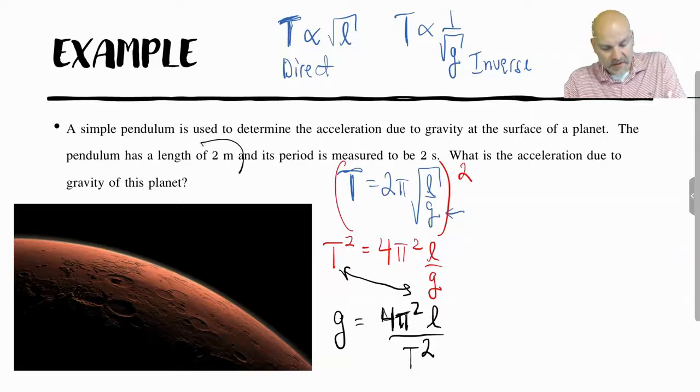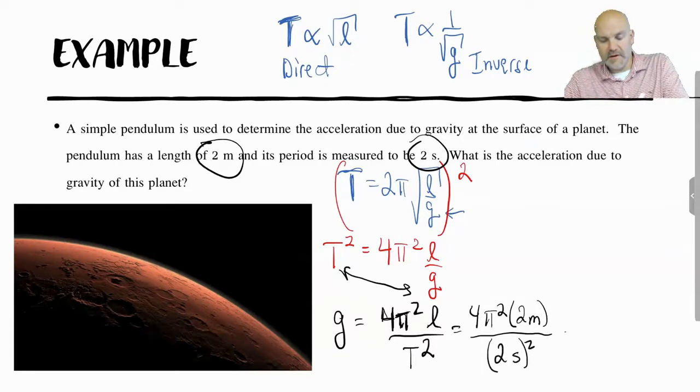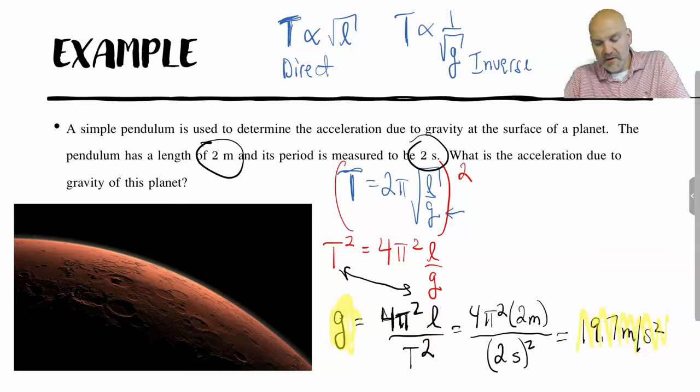Now it gives me the length and the period, so all I have to do is plug this information in. So 4 pi squared times length, 2 meters, divided by 2 seconds squared. Plug that into the calculator, and lo and behold, we get an answer of 19.7 meters per second squared. So if we take this onto our planet, we find that G has a value of 19.7 meters per second squared.